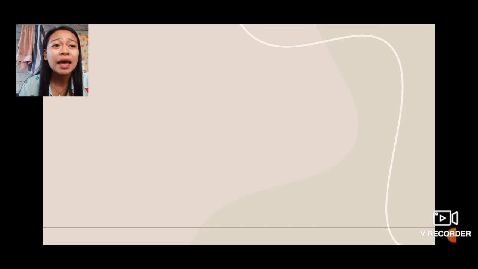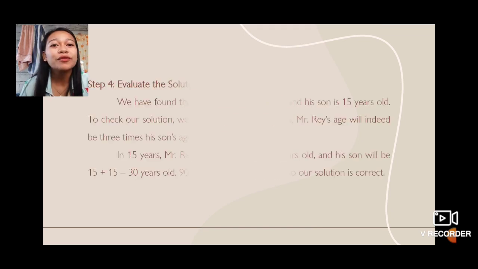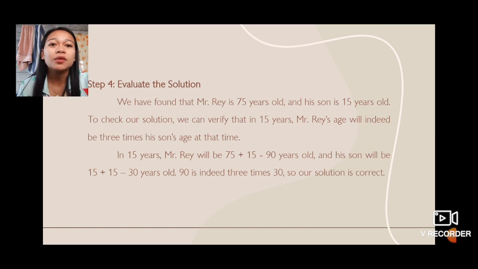Then the next step of Polya's 4 steps in problem solving is to evaluate the solution. So we are going to evaluate our solution on step 3. We have found that Mr. Ray is 75 years old and his son is 15 years old. To check our solution, we can verify that in 15 years, Mr. Ray's age will indeed be 3 times his son's age at that time.